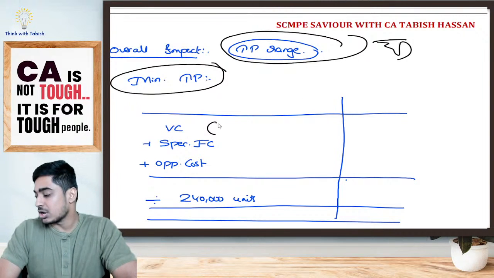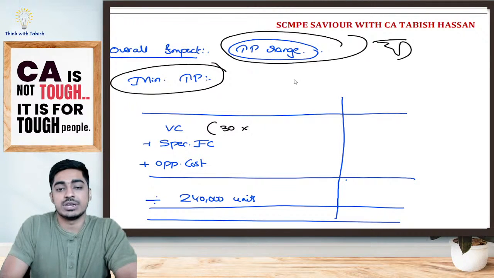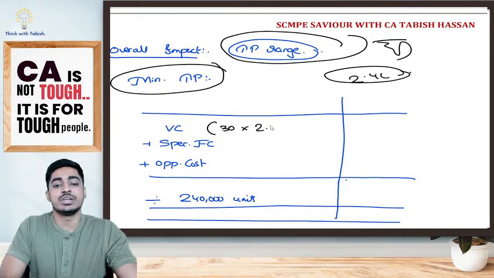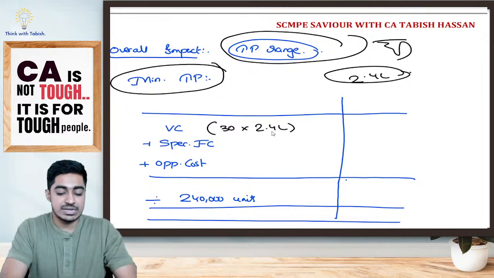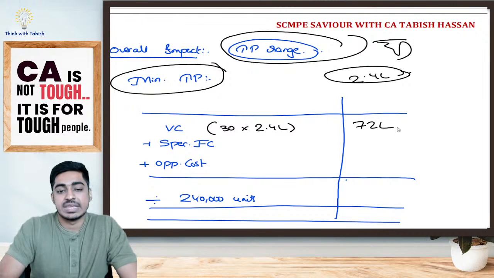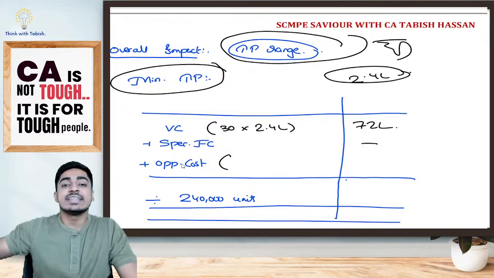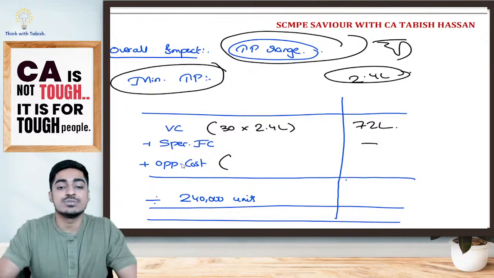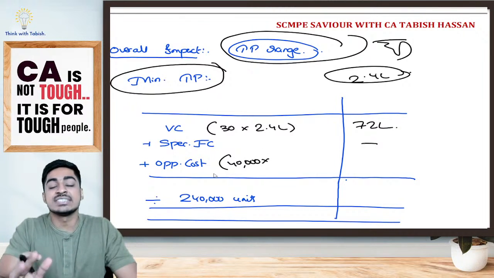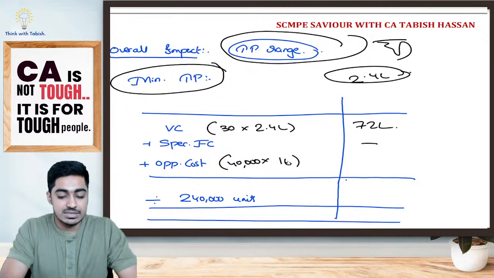How much variable cost am I incurring for the component? Variable cost I am incurring is 30 rupees per unit. I am transferring 2,40,000 units. So 30 into 2,40,000 units is 72 lakh. Specific fixed cost is not there. Opportunity cost: external sale I had 3 lakh, but I'm making only 2,60,000. So 40,000 units of external sale I'm sacrificing. On external sale, I could have earned 16 rupees, so that I'm sacrificing.